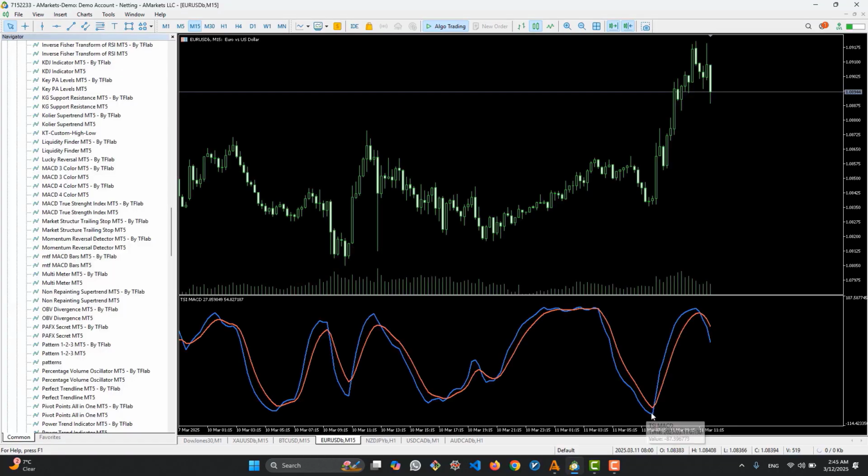when the blue line crosses the signal line, and exit the position when it crosses back. For example, here we can enter a buy position, and here we can exit this position.